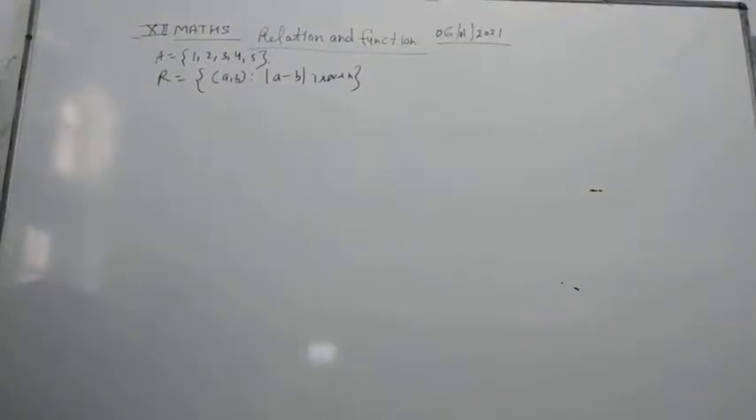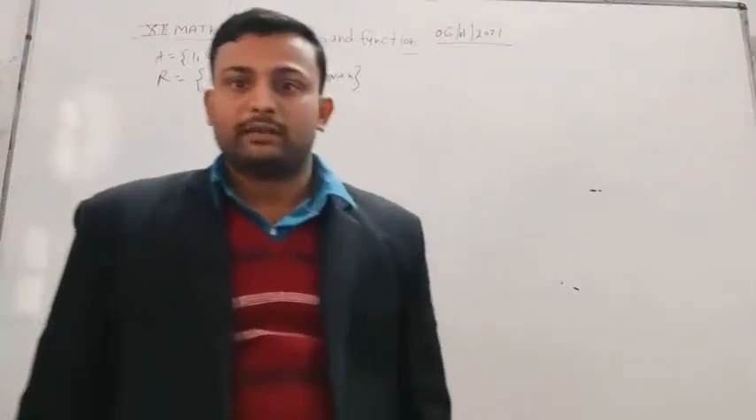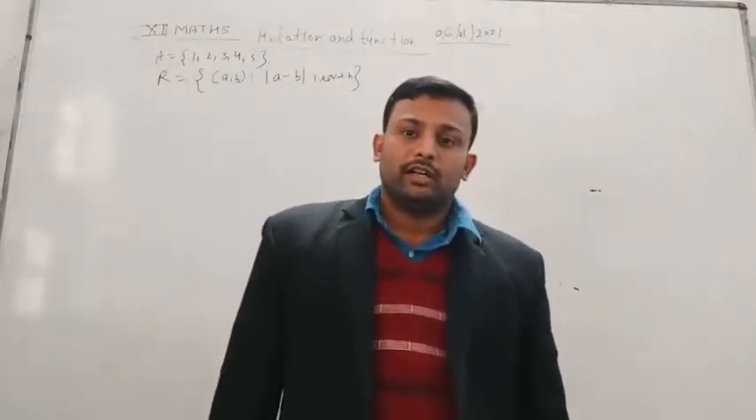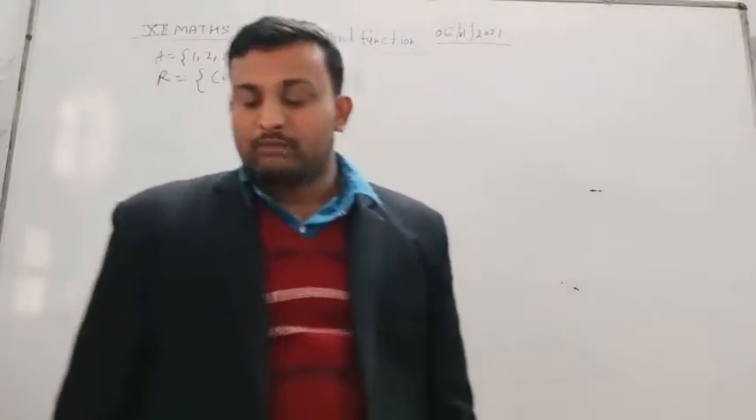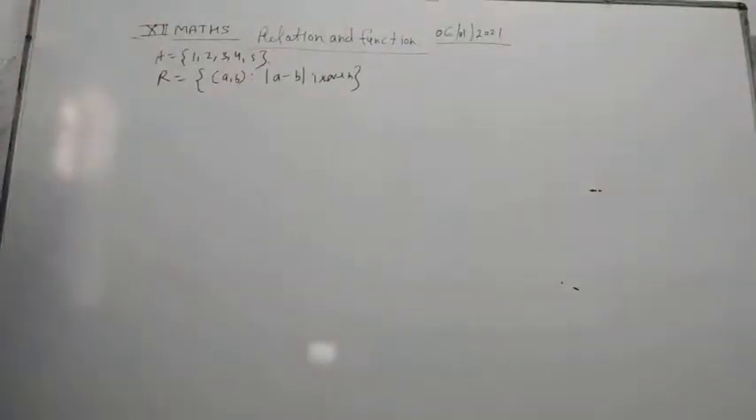So the first part, we have to show that this relation is an equivalence relation. Students, you know that for proving equivalence, we will prove reflexivity, symmetricity, and transitivity. For a relation to be an equivalence relation, it must be reflexive, symmetric, and transitive. So first of all, we will check its reflexivity.